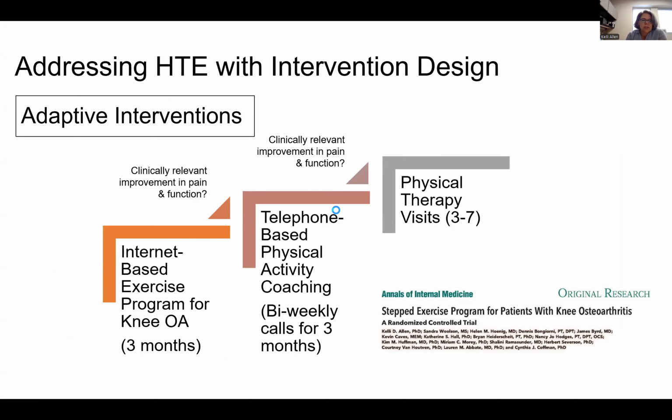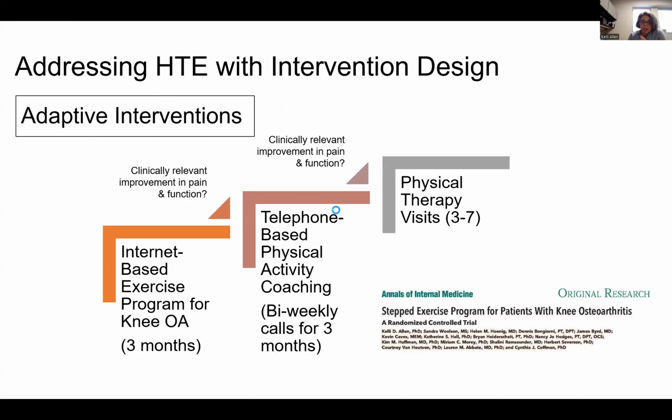So let me talk about addressing HTE with intervention designs, and I'm going to talk particularly about adaptive designs. And this is a little bit different from a SMART trial, but there are some similarities. So with an adaptive design, you come at it with a guess that whatever your initial treatment is, probably it's not going to be adequate for everybody. And so in this example, what we were studying, this is for knee osteoarthritis, and we started out with a home-based light touch intervention and followed people for 3 months, to see, are they making clinically relevant improvements in pain and function?